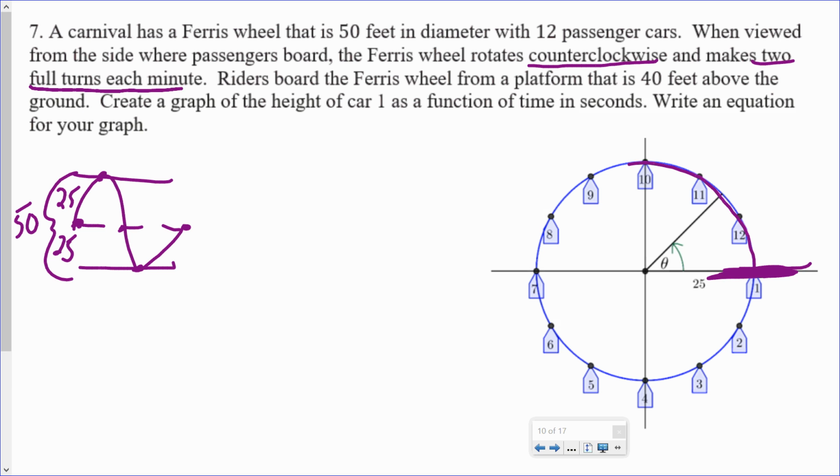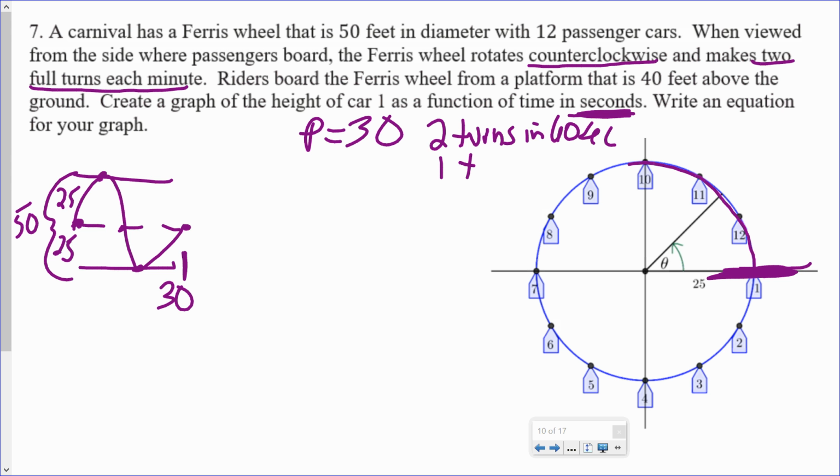That sounds a lot like period, but period isn't how long it takes to make 2 full turns, it's how long it takes to make 1 full turn. So if it makes 2 full turns every minute, then my period is half of a minute. Now it says that it wants it in seconds, so that makes my period 30. Again, if it makes 2 turns in 60 seconds, then it's 1 turn in 30. And that's what period is. It's how long it takes to complete 1 full cycle.